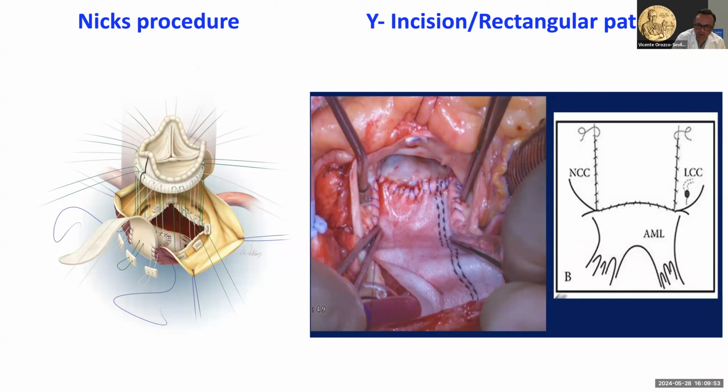So if you're at 23, you can end up putting a 27 millimeter valve using this technique. But as we mentioned, we try to give what the patient needs. And I don't know if any patient needs a 29 or 27 valve, but that will depend on the BSA of the patient. But a NICS procedure is what we favor.